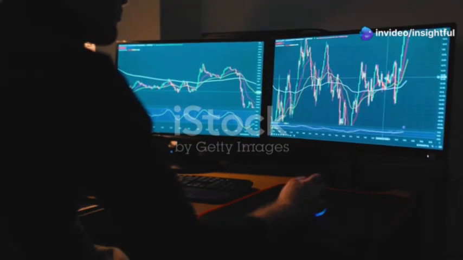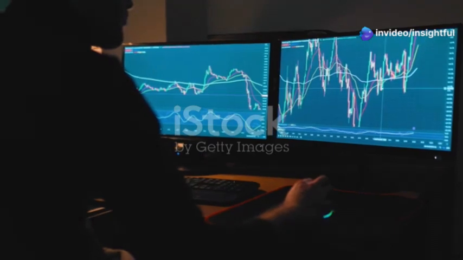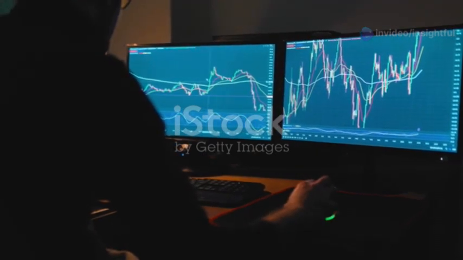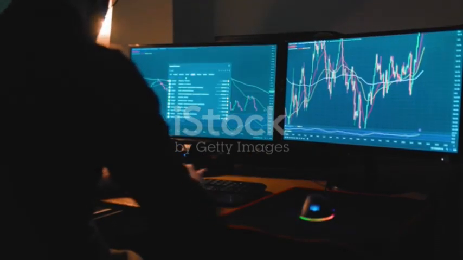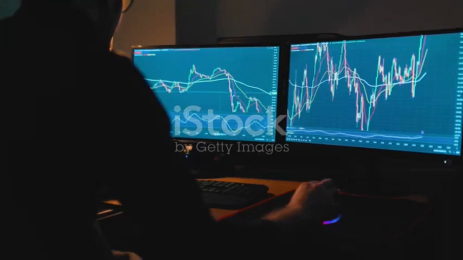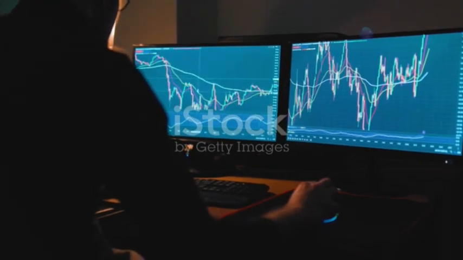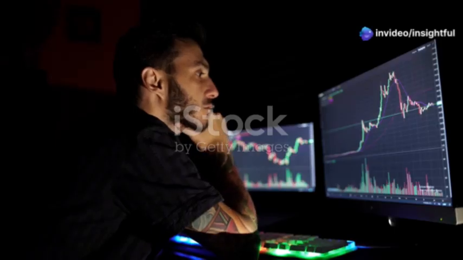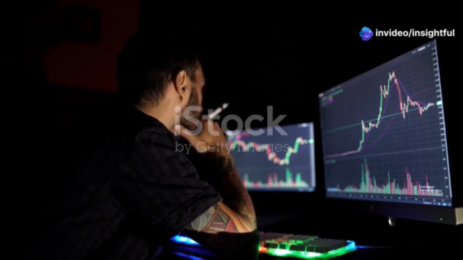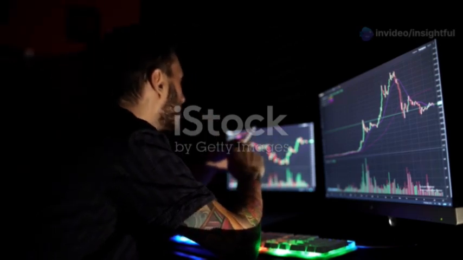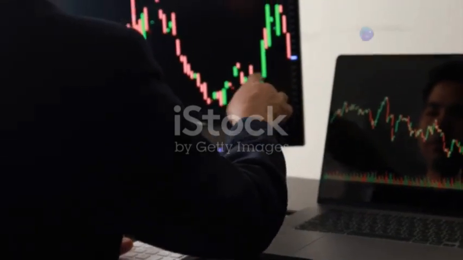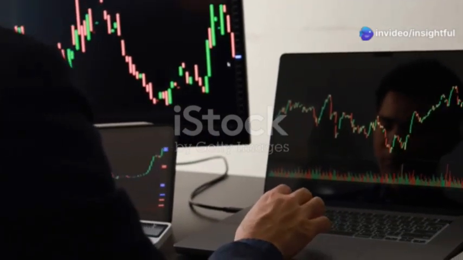Options are financial instruments that provide investors with the right, but not the obligation, to buy or sell an underlying asset at a predetermined price within a specific time frame. This flexibility makes them attractive for various trading strategies, including hedging, speculation, and income generation. Understanding how options are priced and the factors that influence their value is crucial for making informed trading decisions.